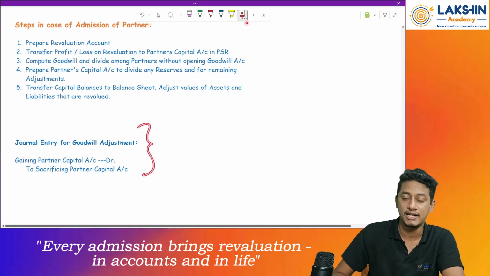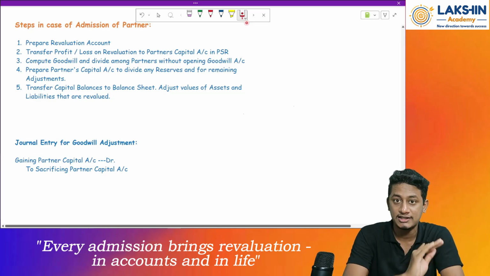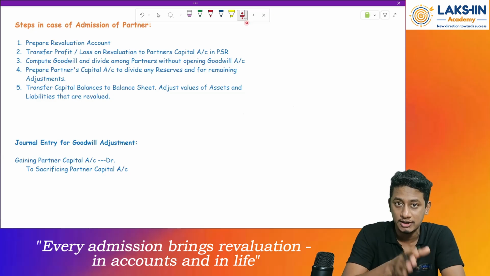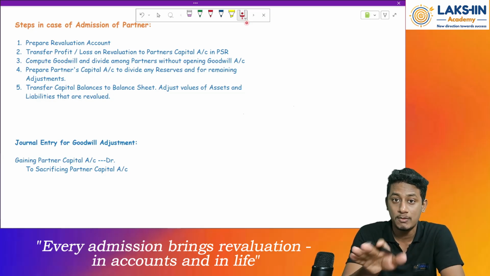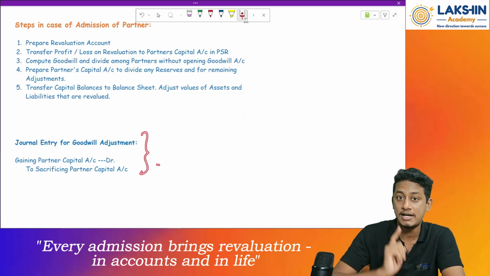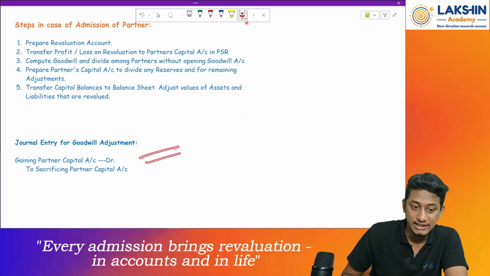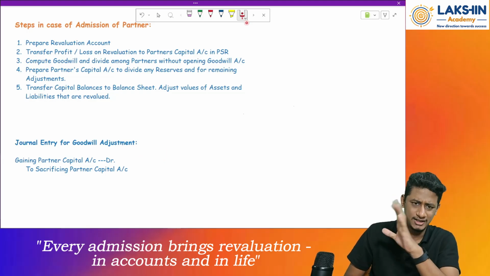So after some amendments in the accounting standards, no goodwill account will be opened. Once the amendments were done in AS 26, I guess, no goodwill account will be opened in case of any change in the partnership, any reconstitution of the partnership. Clear? So we pass this entry. Now, sir, what is this entry? I will teach you what this entry is.